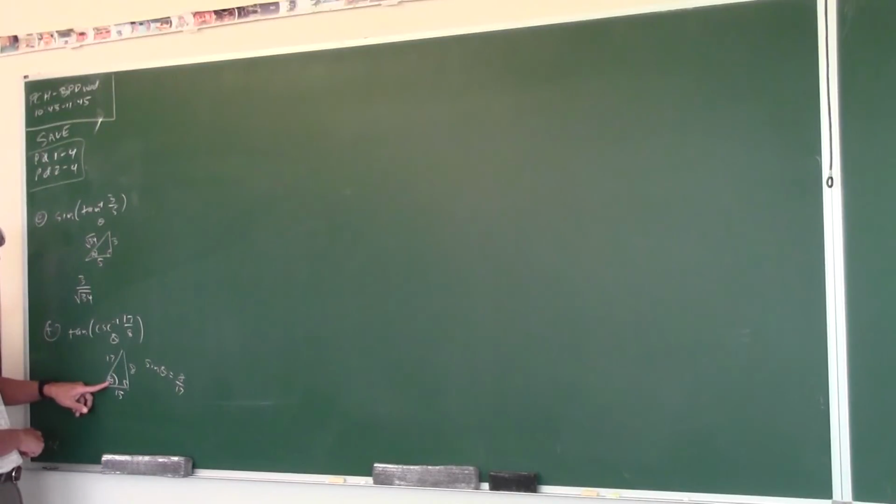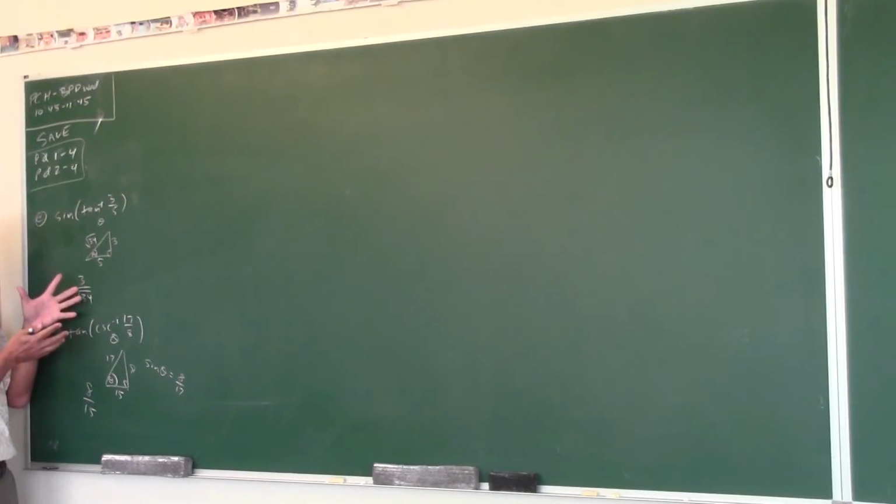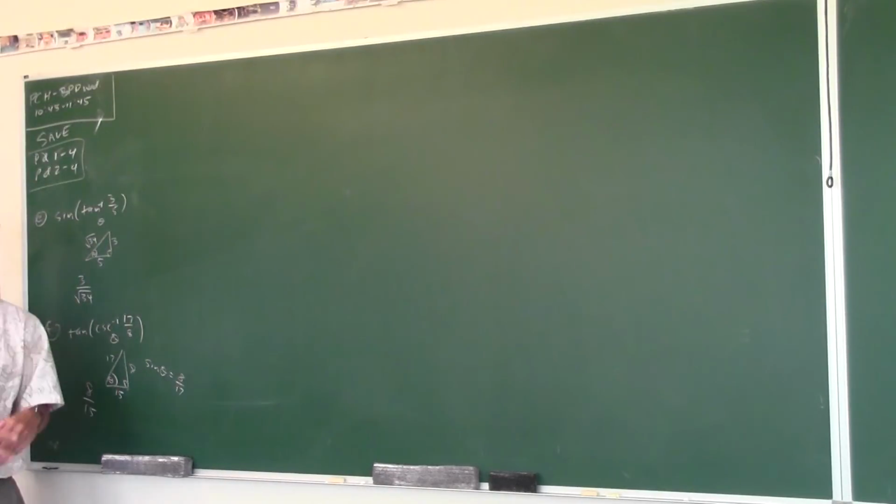Okay, and so once you draw a triangle, what is the tangent of this angle? Opposite over adjacent. So basically for this part, you've got to be able to draw the triangle and know SOHCAHTOA, and then you can do it. Easy. Okay, and then the next problems, you're going to have to use identities to get your answer.